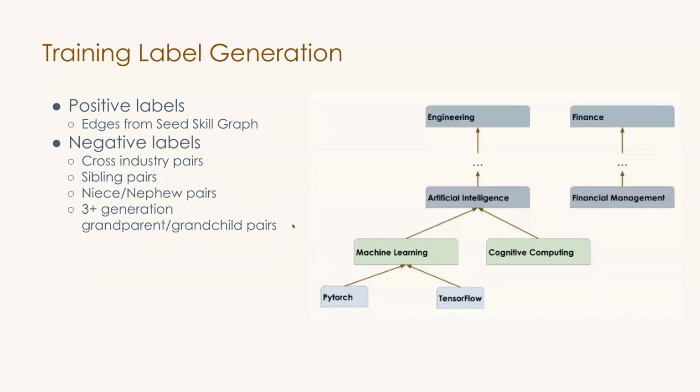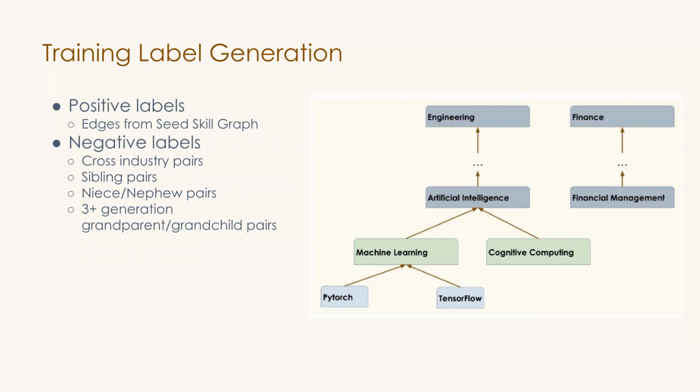Next is our training label generation. We have positive labels directly from the skill graph edges. From there, we generate negative labels using the following 4 rules, instead of randomly sampling a pair of skills within our skill taxonomy. The first type is cross-industry pairs, such as, on the right side, engineering and finance, which are from different industries. So this forms one type of negative label.